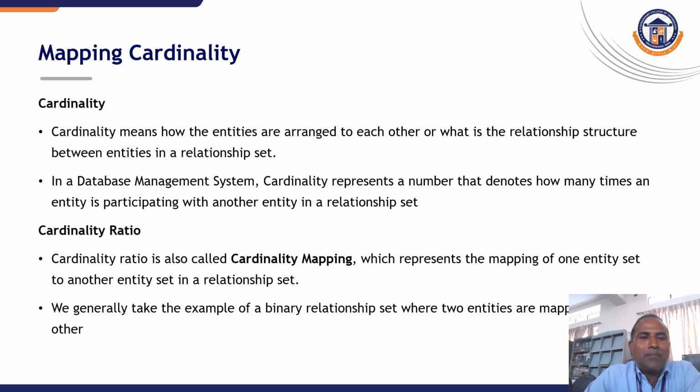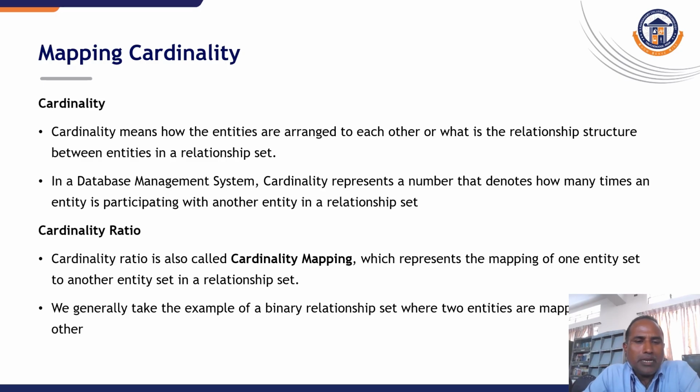The next one is mapping cardinality. So what is the cardinality? It is a number, just like a number. So how many times an entity involves or participates with another entity in the relationship, that is called cardinality. So cardinality means how the entities are arranged to each other, or what is the relationship structure between entities in a relationship set. And in DBMS, cardinality represents a number that denotes how many times an entity is participating with another entity in a relationship set.